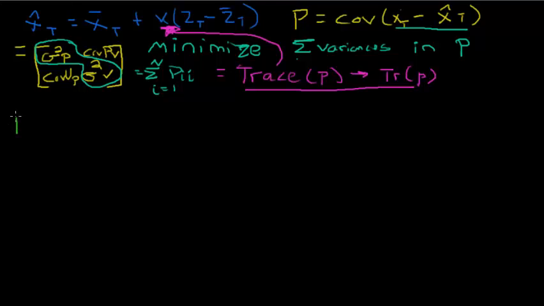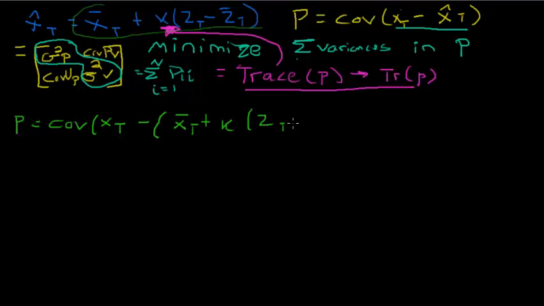So let's start by rewriting the definition of the covariance matrix P. This is the covariance of x of t minus x hat of t. But what is x hat of t really? x hat of t is this equation right over here, which we just saw, and we explained it in the last video. So I'm actually just going to copy this definition for x hat of t in here. So we get minus x bar of t plus K times z of t minus z bar of t. So we're just literally plugging in the definition for x hat of t.